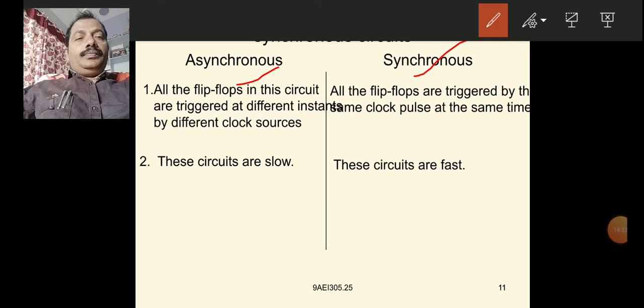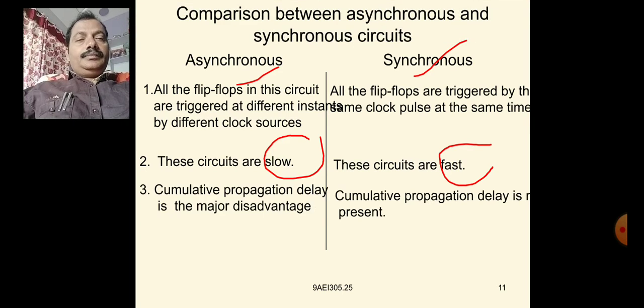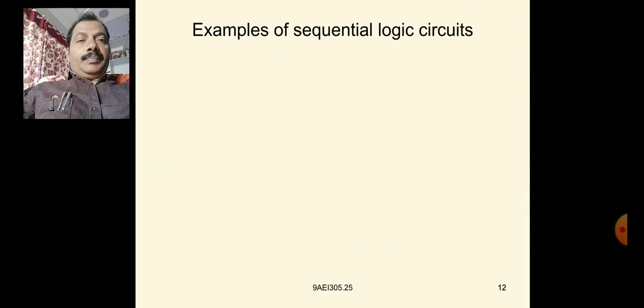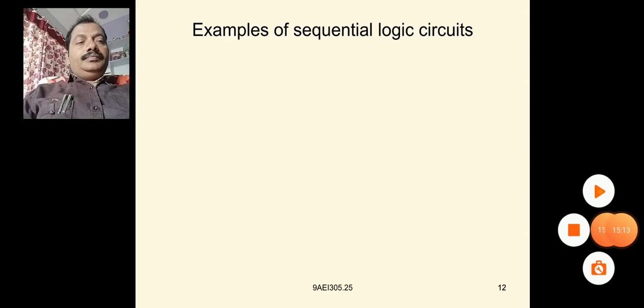Asynchronous circuits are slow. Synchronous circuits are fast. Next, cumulative propagation delay is the major disadvantage of asynchronous circuits, and in synchronous circuits, cumulative propagation delay is not present. Asynchronous circuits have more instability, so they are less used. Synchronous circuits are more stable and widely used. So this is the comparison between synchronous and asynchronous.